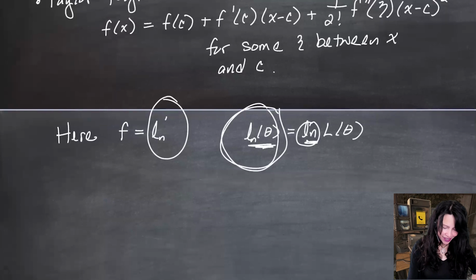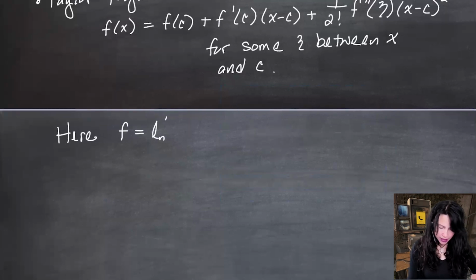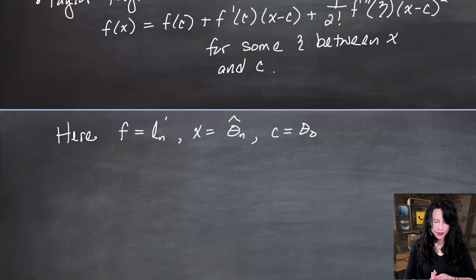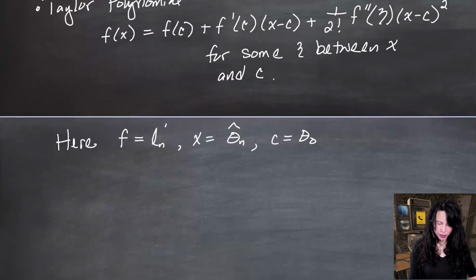Okay, so here, let me get rid of that. That's gonna mess up our proof a little too much. This is gonna be our f, and our x is going to be the MLE, and our c is going to be theta naught, that parameter, that specific number that generated the data. And then, yeah, let's write this out. So I'm just going to rewrite what's at the top of the screen with all of these things plugged in.